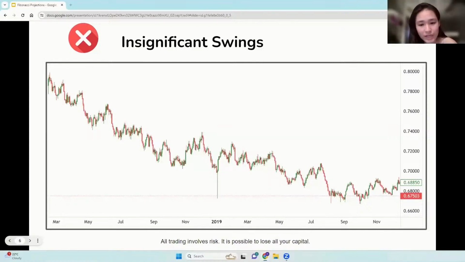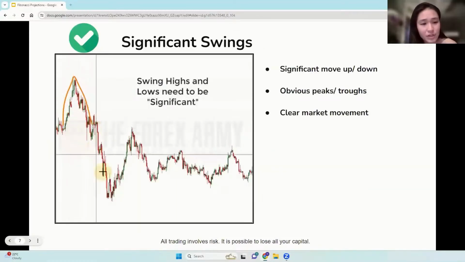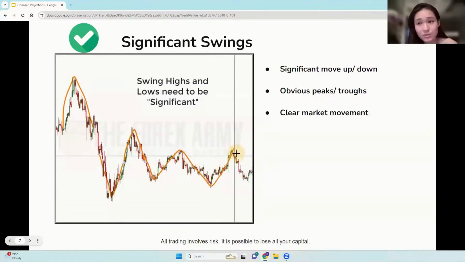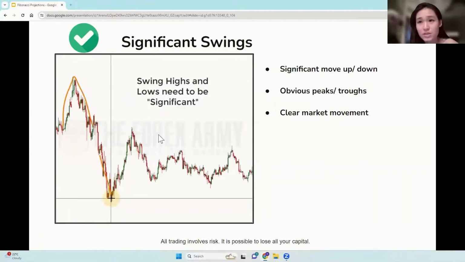Okay, now let's look at some correct examples or things that you should be looking out for. So here's an example of significant swings. You can see that there is a clear move up and down with obvious peaks and troughs, and also there are clear market movements.